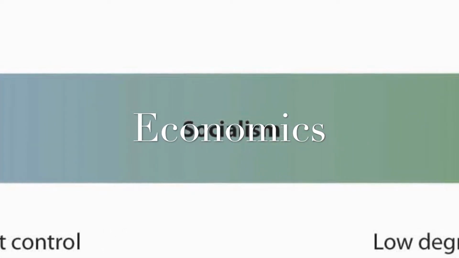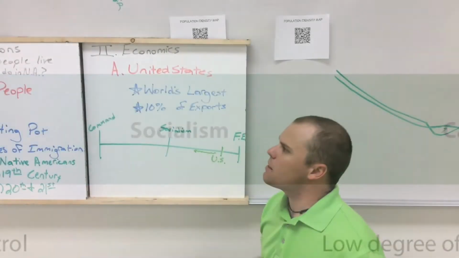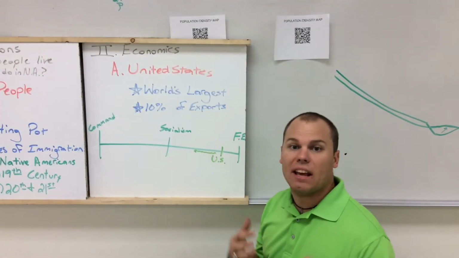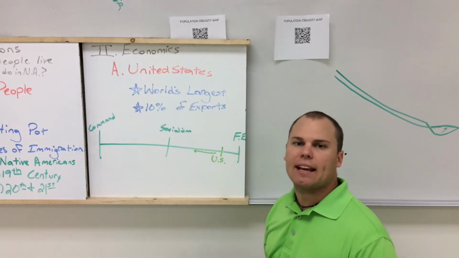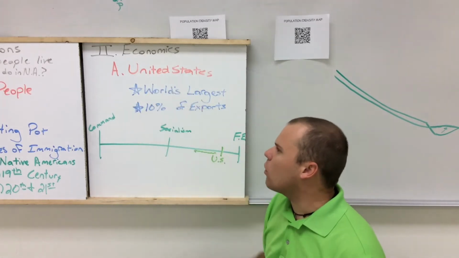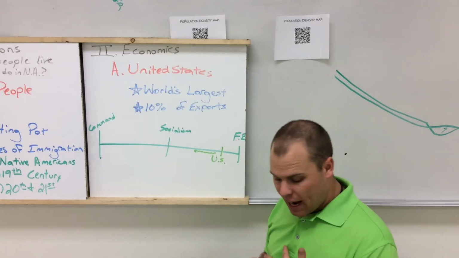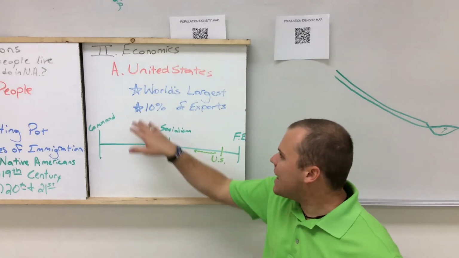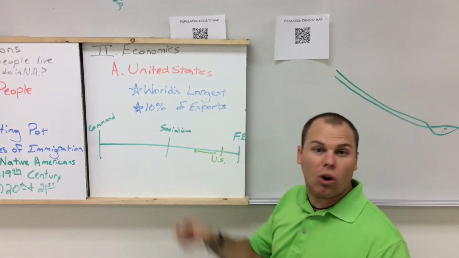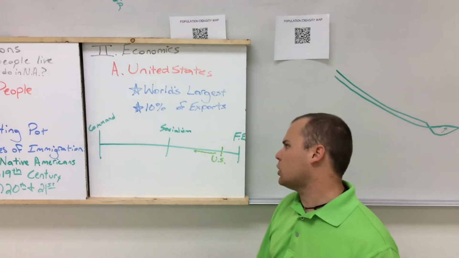Your last major heading of today is economic systems of North America. We're going to look at the United States, and then we're going to look at Canada. The United States has the world's largest economy. 10% of all exports throughout the world come from the United States. So that gives you a picture of how much the United States is actually producing.